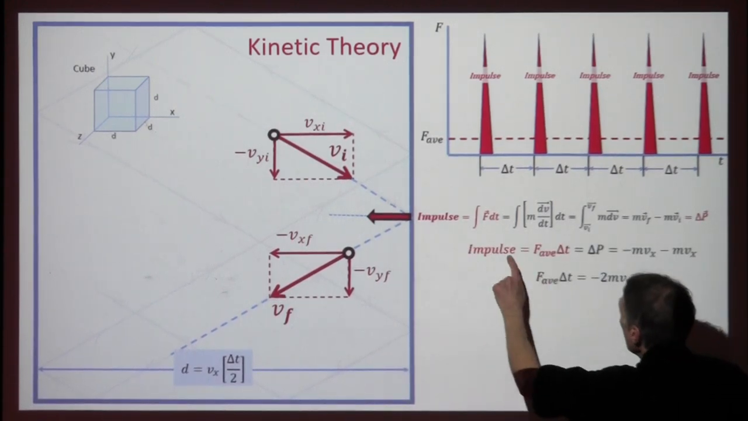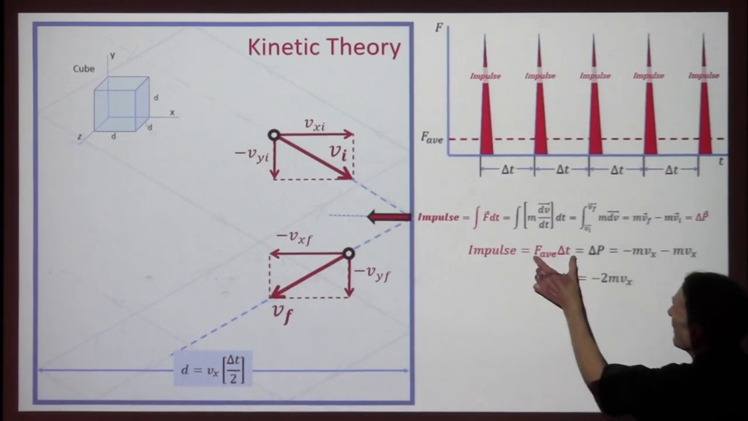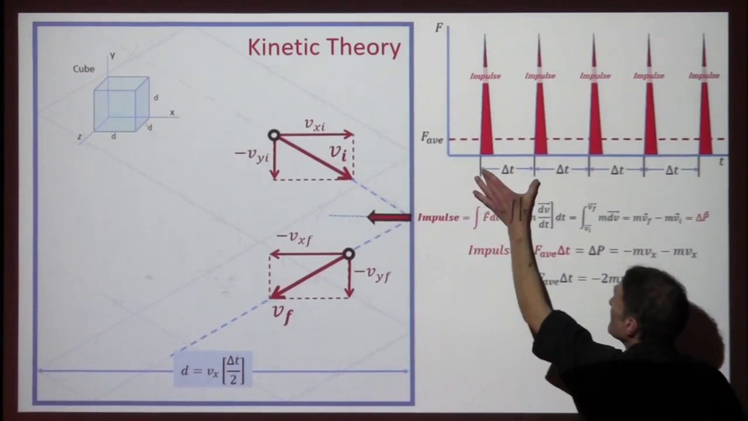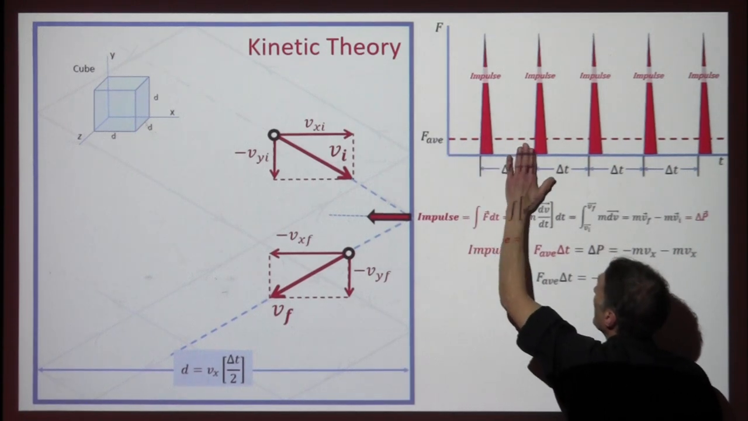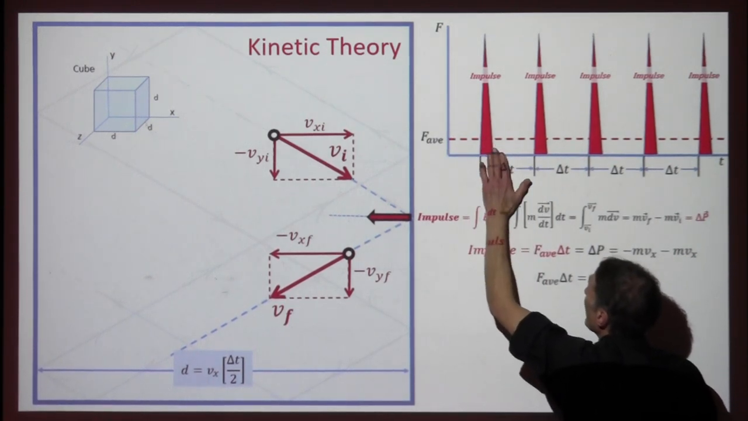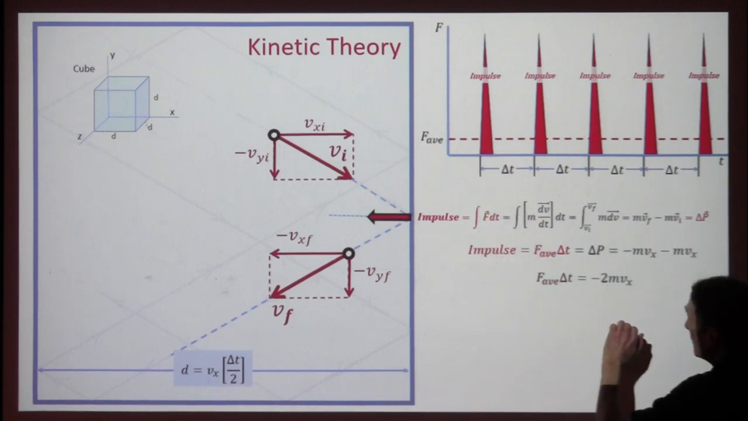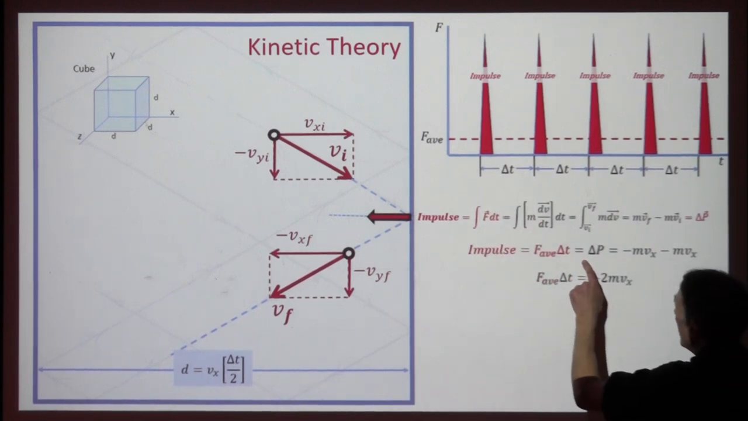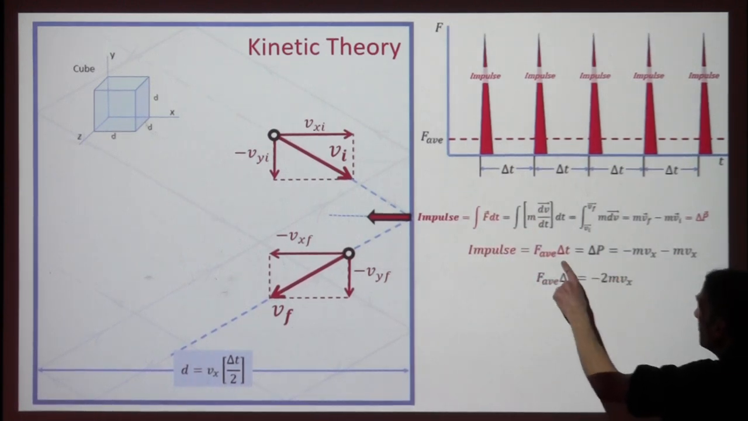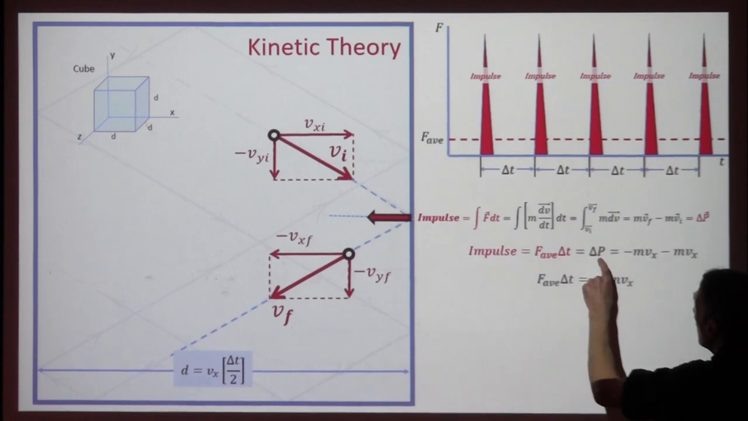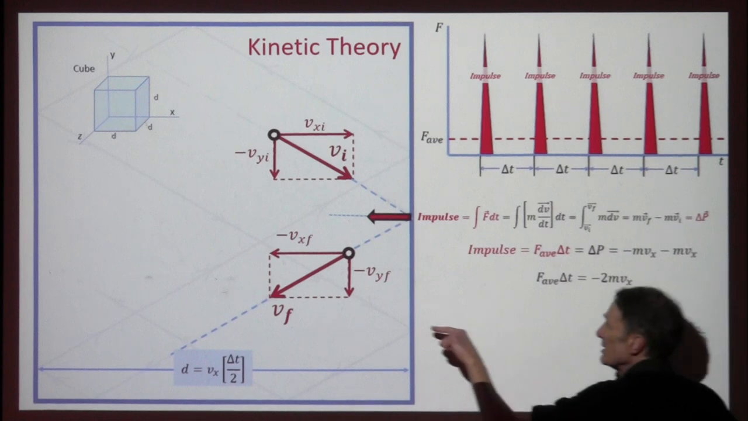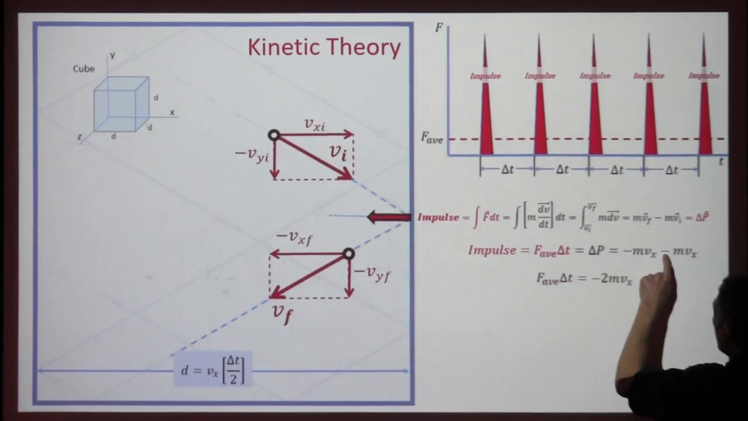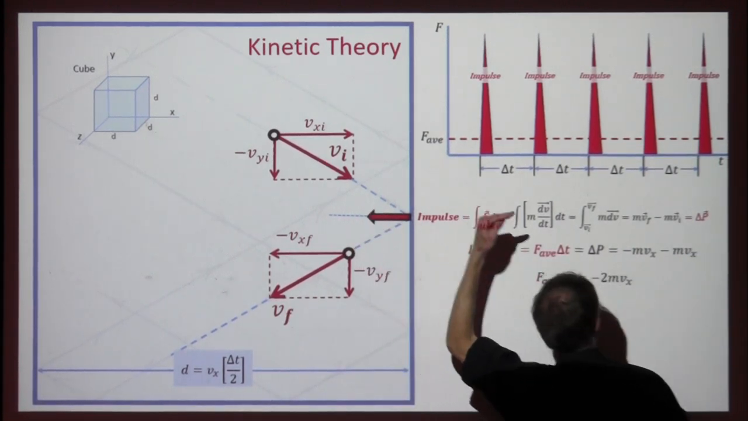So that impulse is going to be the average force times this whole time. So average force times that whole time would be the area under here. We want that to match the impulse that we have. And that impulse should be the change in momentum. The momentum is final, which is in the negative direction, minus the initial, which was in the positive direction.